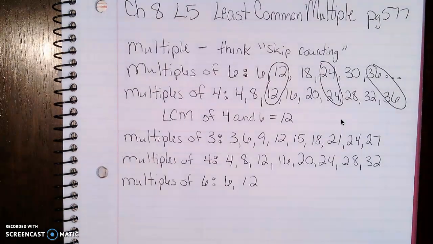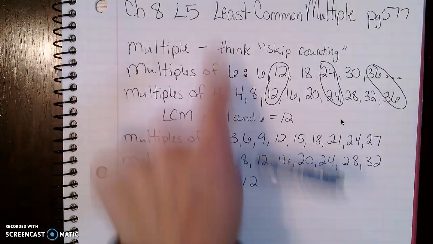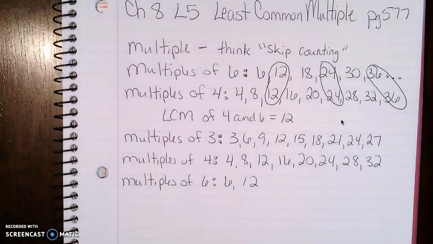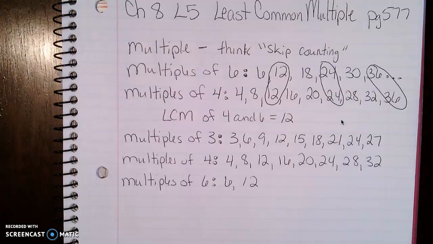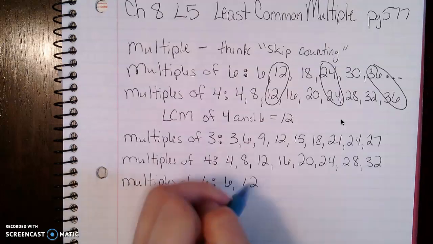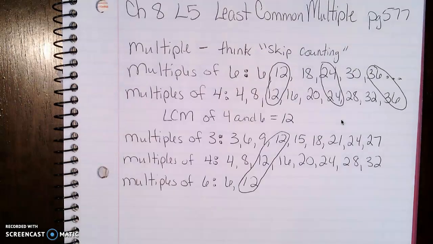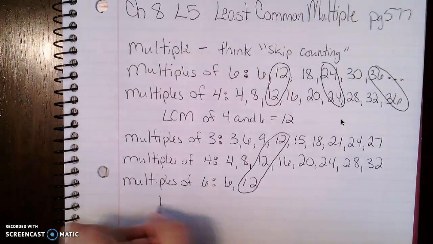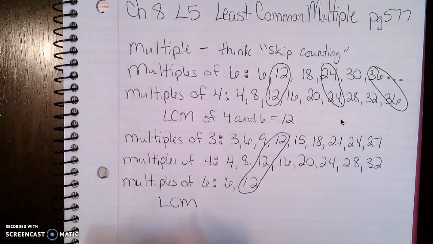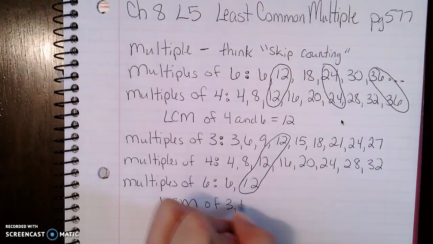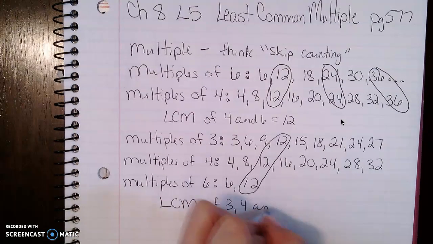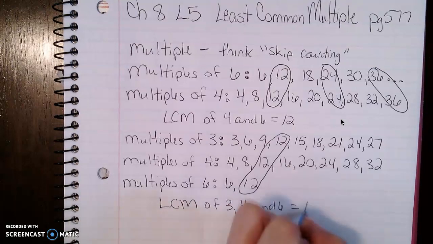Now, do I need to continue going on? Because I'm looking for the least common multiple. So the smallest one, that's the first one I find. So the first one that all 3 of these numbers have is 12. So the least common multiple of 3, 4, and 6 equals 12.